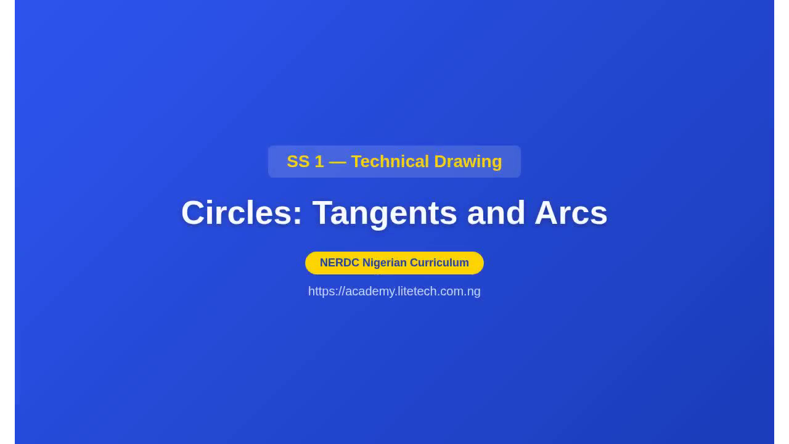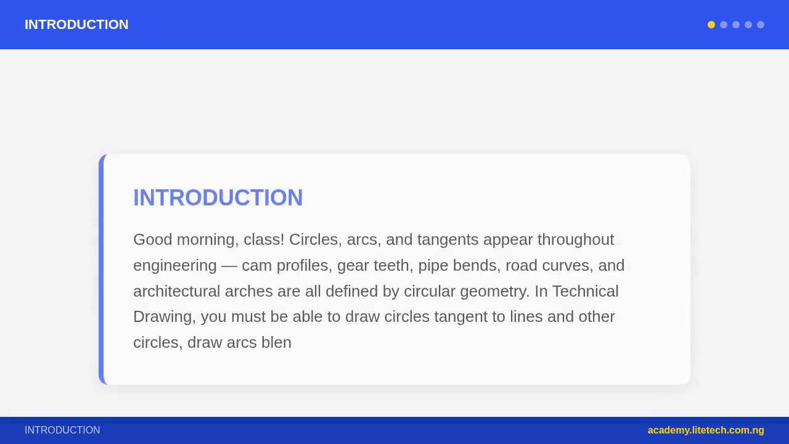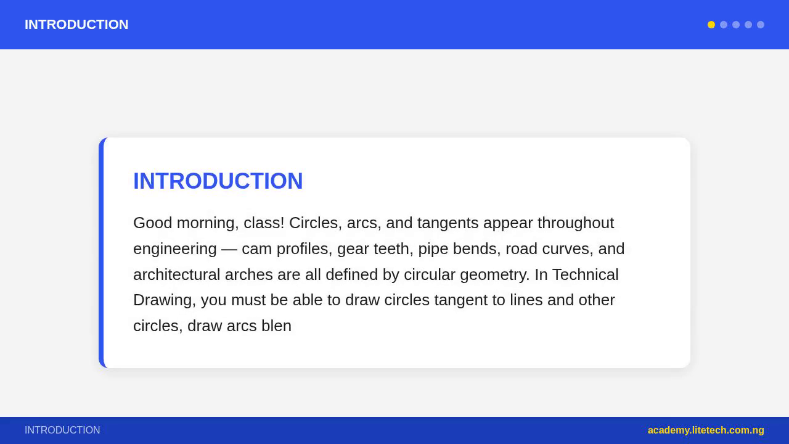Good morning, class. Circles, arcs, and tangents appear throughout engineering. Cam profiles, gear teeth, pipe bends, road curves, and architectural arches are all defined by circular geometry. In technical drawing, you must be able to draw circles tangent to lines and other circles, draw arcs blending between straight lines, and construct common internal and external tangents.